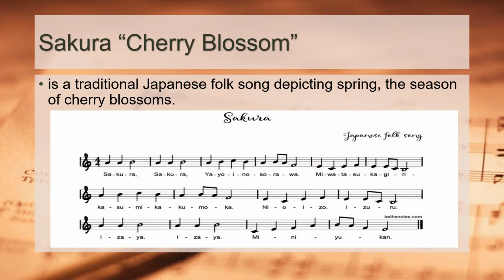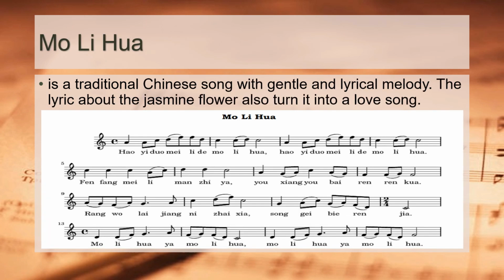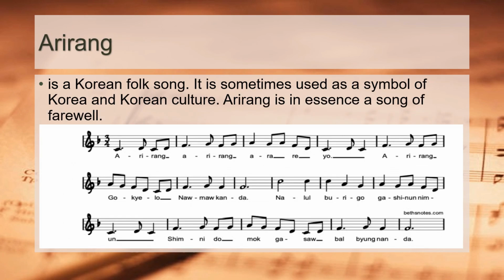So isa sa pinakasikat na Japanese folk song ay ang Sakura or Cherry Blossom, no? And Molihua. It is a traditional Chinese song with gentle and lyrical melody. So the lyric about the jasmine flower also turn it into a love song. So meron din tayong Arirang. It is a Korean folk song. So sometimes used as a symbol of Korea and Korean culture. Ang Arirang daw ay essence ng song of Korea.